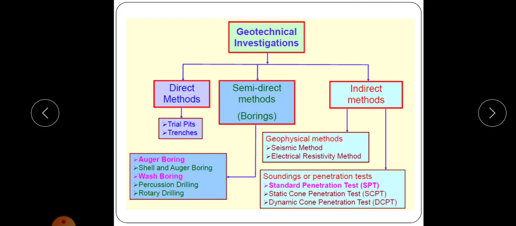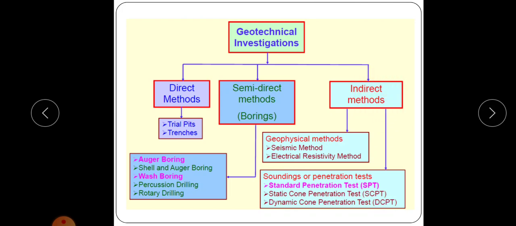Then the indirect method includes geophysical methods and sounding or penetration tests, and here also the standard penetration test is included in your syllabus. So these are the different geotechnical investigation methods, and the methods I am going to discuss with you are auger boring, wash boring, and standard penetration test. Auger boring and wash boring are semi-direct methods, or different types of boring methods, and the standard penetration test is one of the indirect methods.